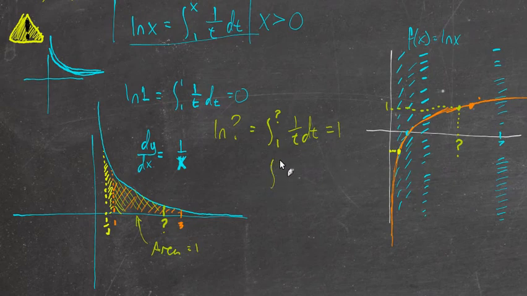Okay, so it's from 1 to e that we get the natural log of e is 1. The definite integral from 1 to e of 1 over t dt is 1. And it's a very, very interesting number. We'll talk about it more in future sections, but it's super interesting.